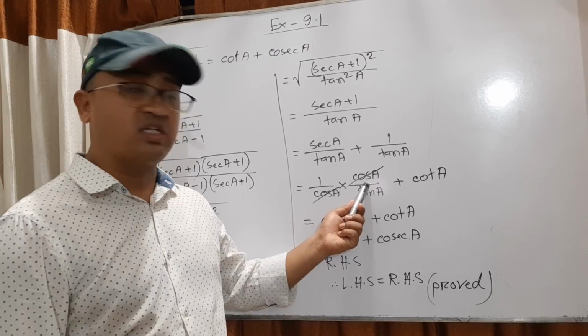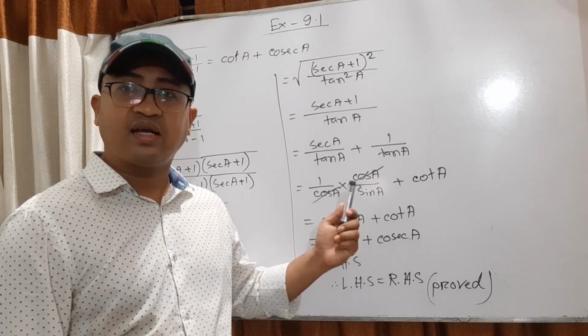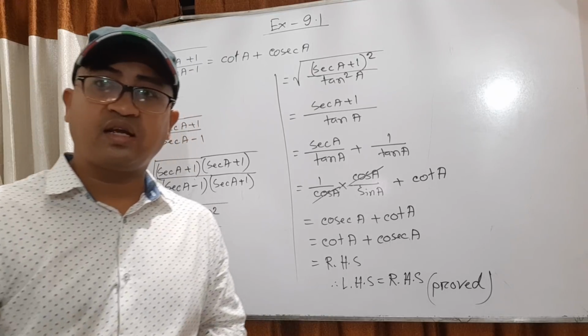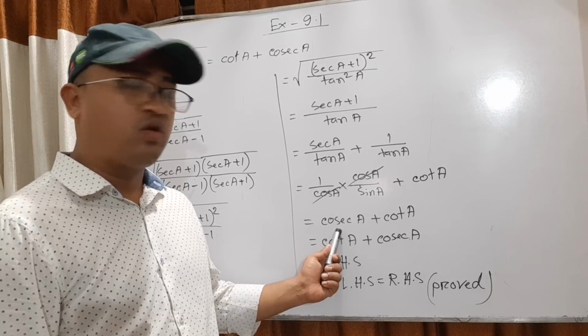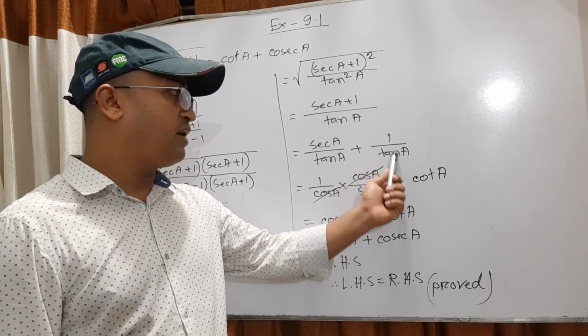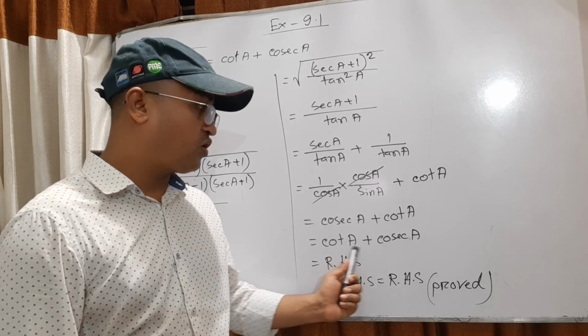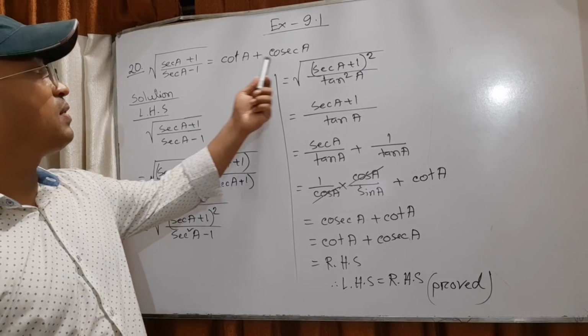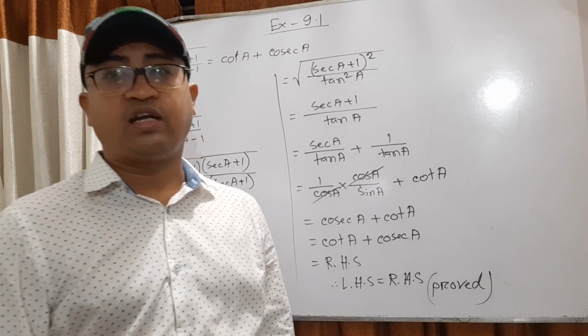Now cos A you should cancel. It remains 1 by sin A. Now tell, what is 1 by sin A? 1 by sin A is cosec A, and 1 by tan A is cot A. So it is cosec A plus cot A, that is cot A plus cosec A. So it is the right hand side. Left hand side equal to right hand side, proved.